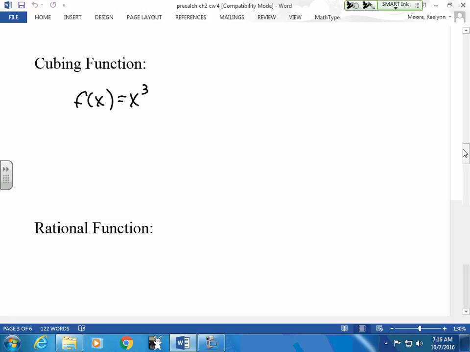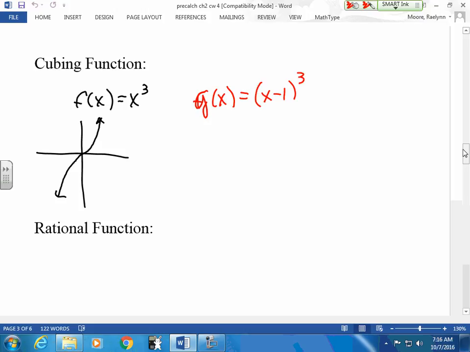Your cubing function, very basic, crosses through, comes up. It follows the same thing as all your other transformations. So say I do this, where is that going to be transformed to? To the right, one unit. So to the right, we call it a horizontal shift. Right, it goes the opposite way inside the parentheses, one unit.